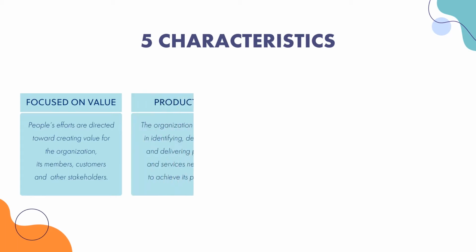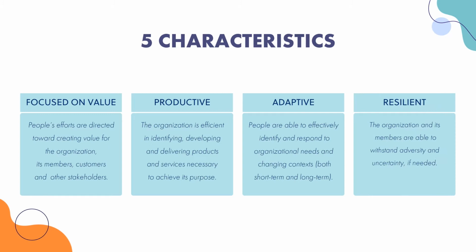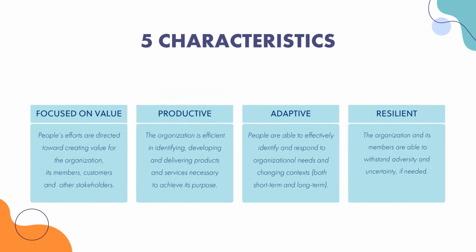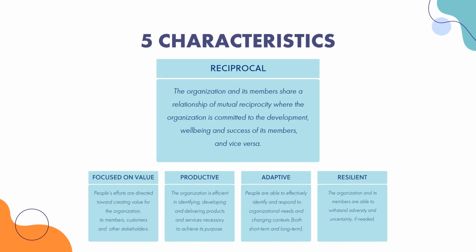It should be productive, meaning the organization is efficient in identifying, developing, and delivering the products and services necessary to achieve its purpose. It needs to be adaptive, meaning people are able to effectively identify and respond to organizational needs and changing contexts, both in the short and long term. It needs to be resilient, meaning the organization and its members are able to withstand adversity and uncertainty if needed. And last but not least, reciprocal. I mean that the organization and its members share a relationship of mutual reciprocity, where the organization is committed to the development, well-being, and success of its members, and vice versa.